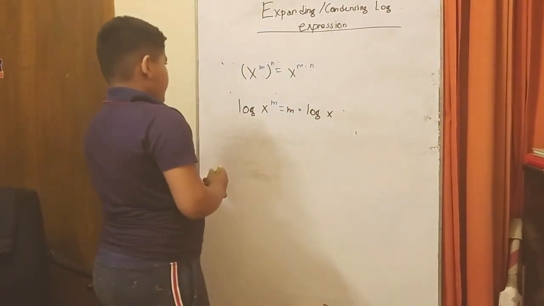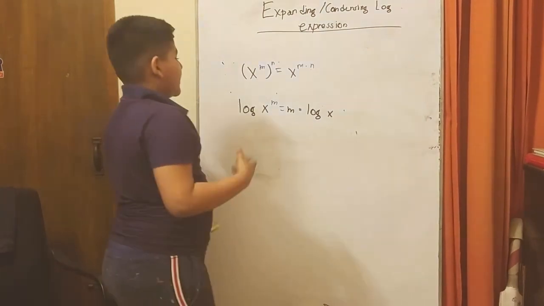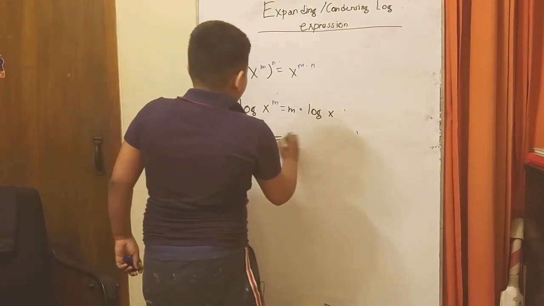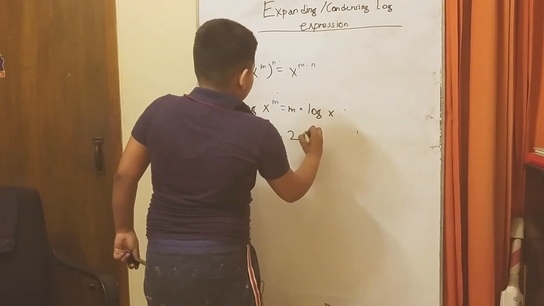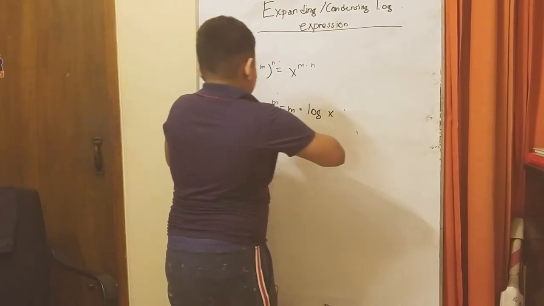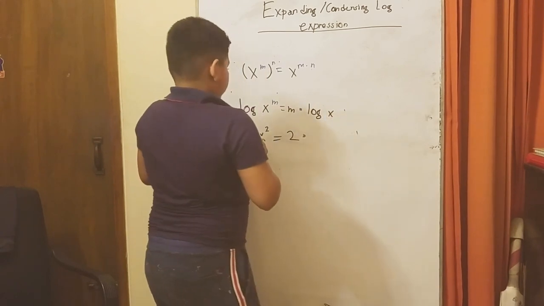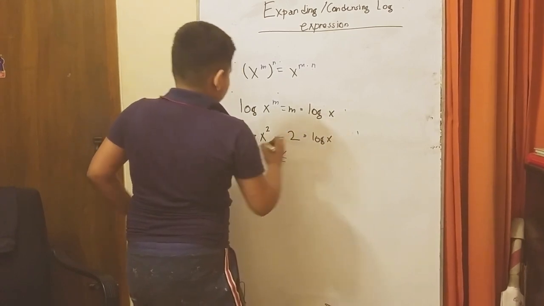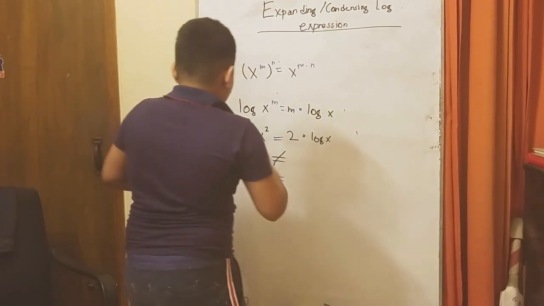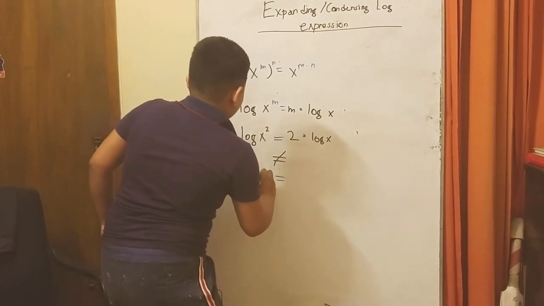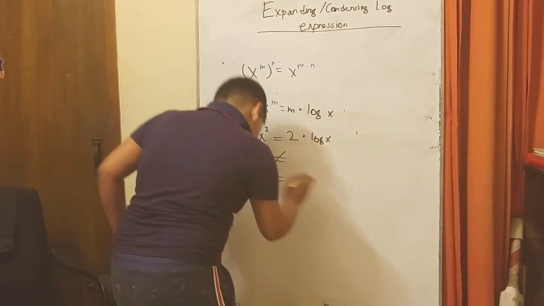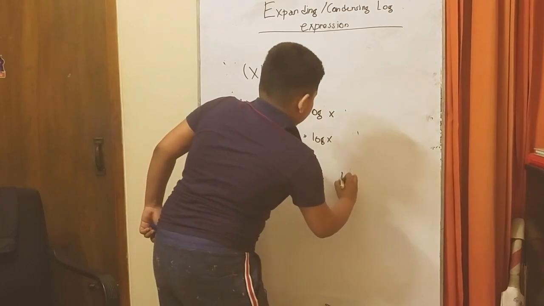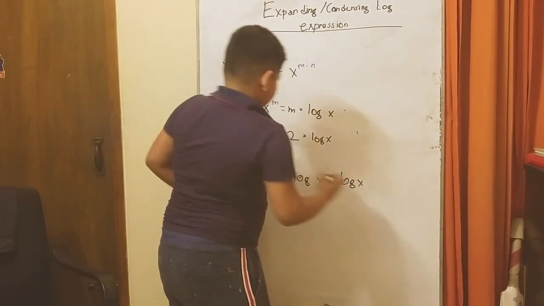Now this one is a bit of a different one. This one gets confused a lot. So this is the original one, log x squared. Now this is the real one: log x squared equals 2 times log of x. And this is not the same as log of x, whole squared, because that's just log x times log x.